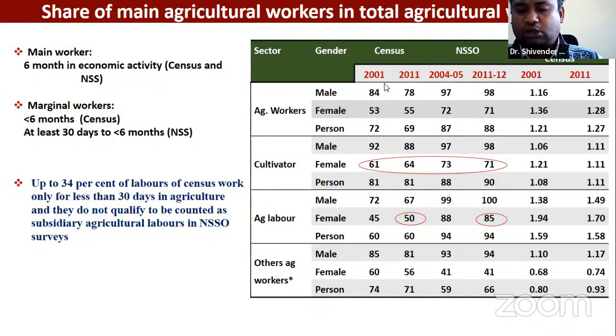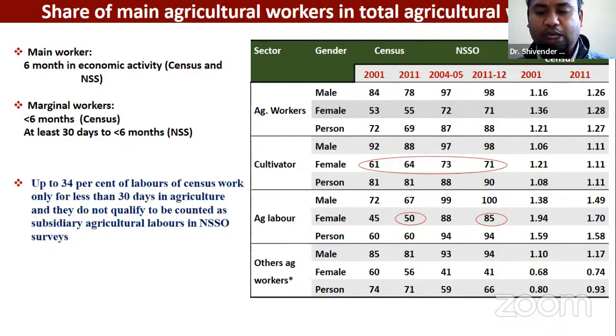Okay. I'm sure you must be aware that we have principal status and subsidiary status in NSS surveys, and then we have main workers and marginal workers in the census. Main workers and principal workers are defined based on the time for which they are engaged. If a person is engaged in any economic activity for more than 6 months or 180 days, they will be given the status of principal status as in NSS, or main worker as in the census.